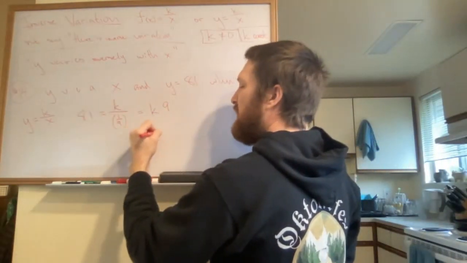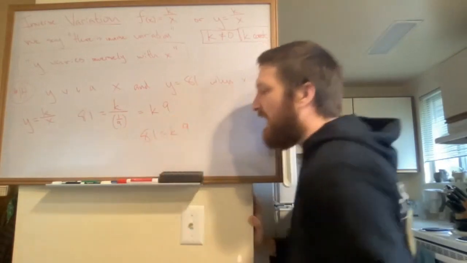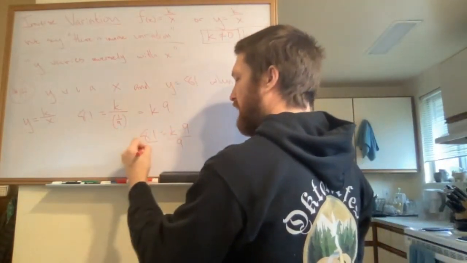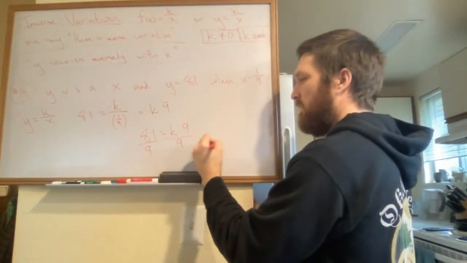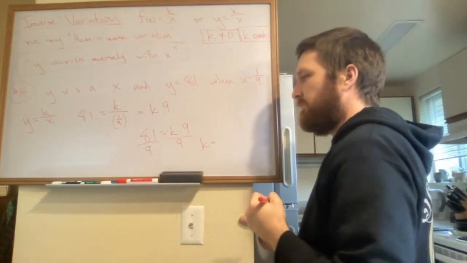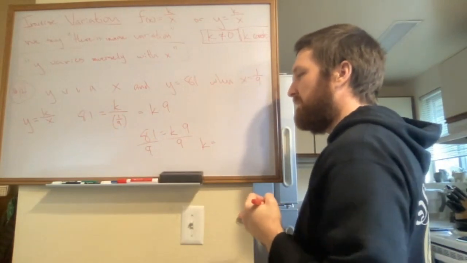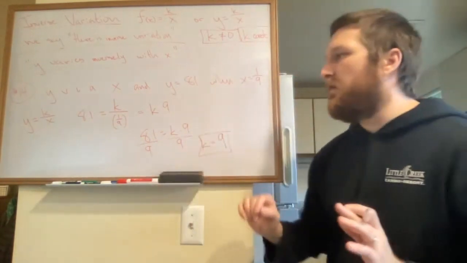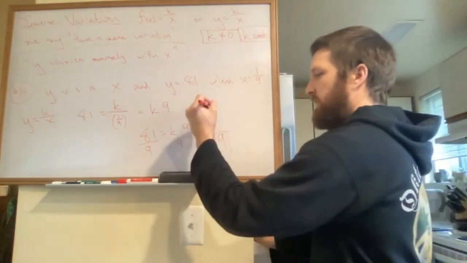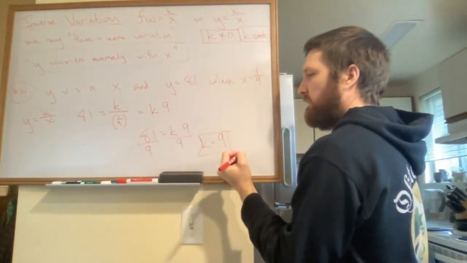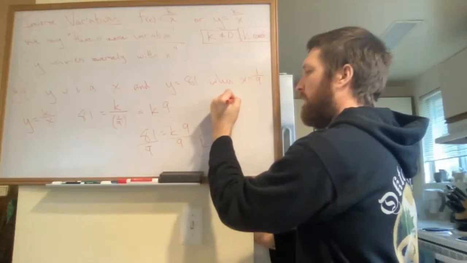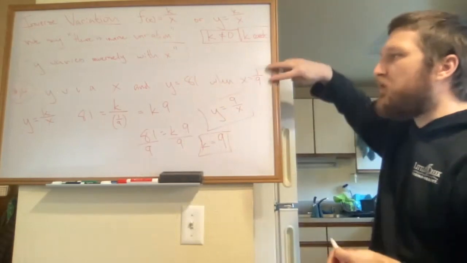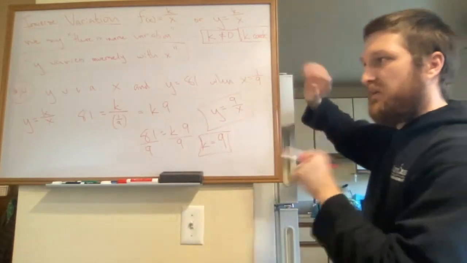And so now I have 81 equals K times 9. And then I do what? Divide by 9. K equals what? 9. Yeah. And so my equation of variation is what? Y equals 9 over X. Yes. So it can be a little tricky when they throw those into the mix.